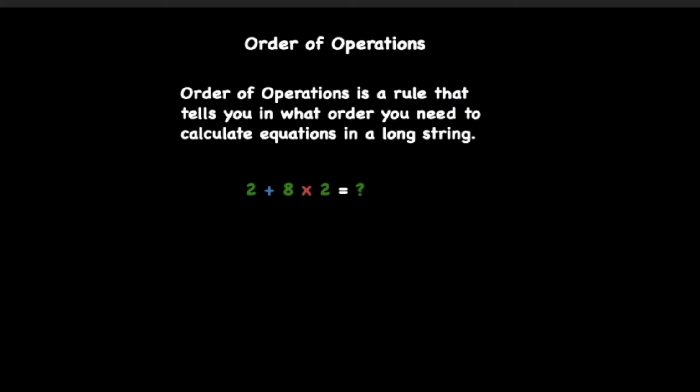Order of operations is a rule that tells you in what order you need to calculate equations in a long string. So if I asked you to solve 2 plus 8 times 2, would you say the answer is 18 or 20? Now there's only one correct answer. I'm going to approach this topic by going through working examples so that you can see order of operations in progress. Okay, so let's go ahead and get started.